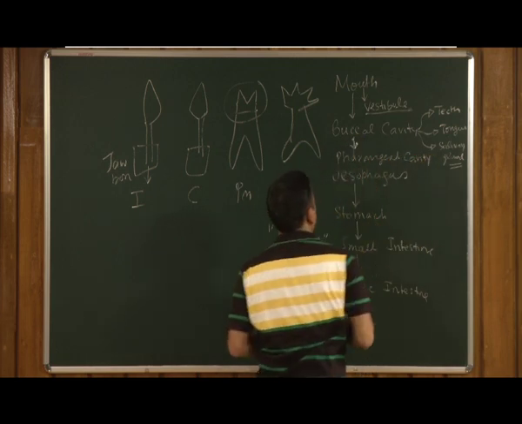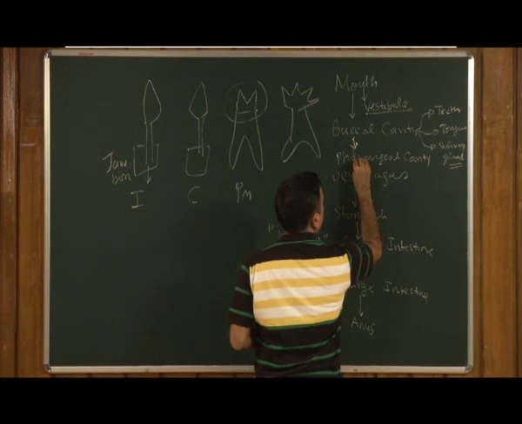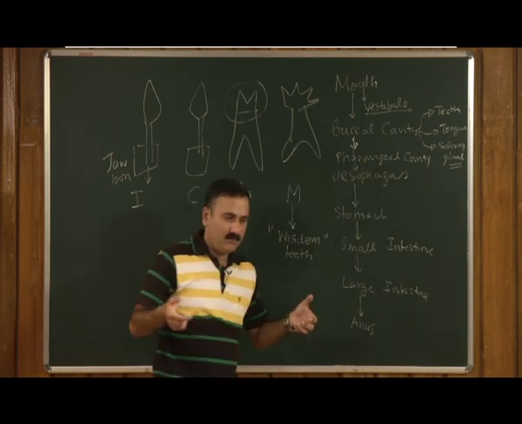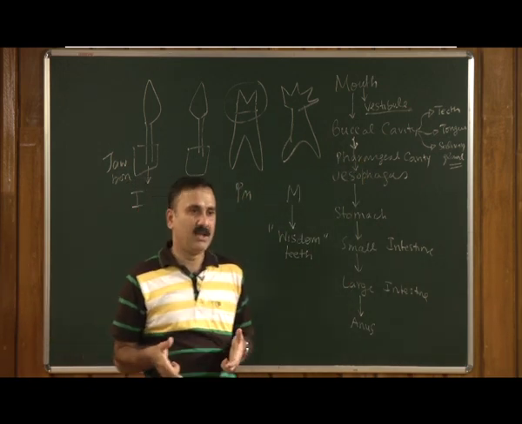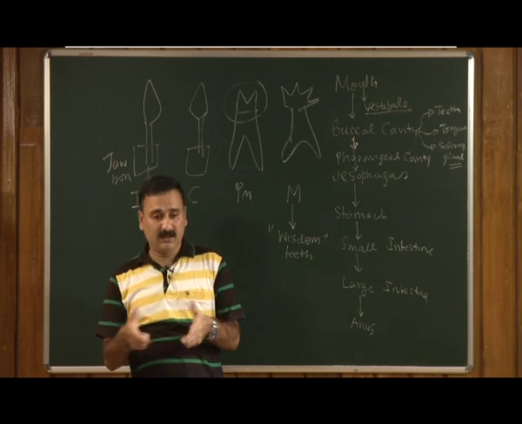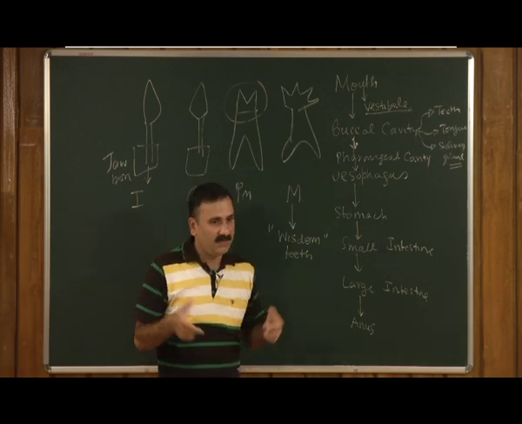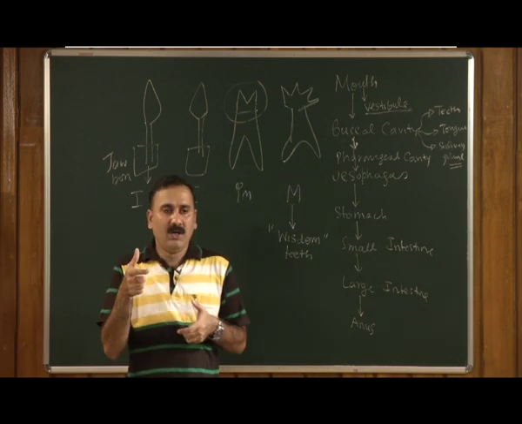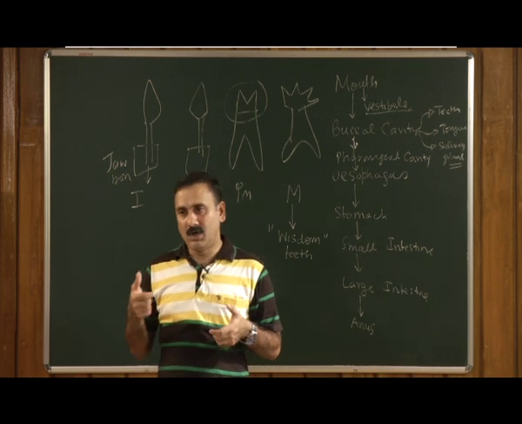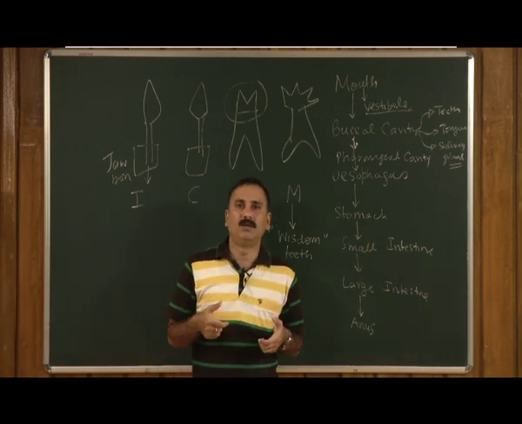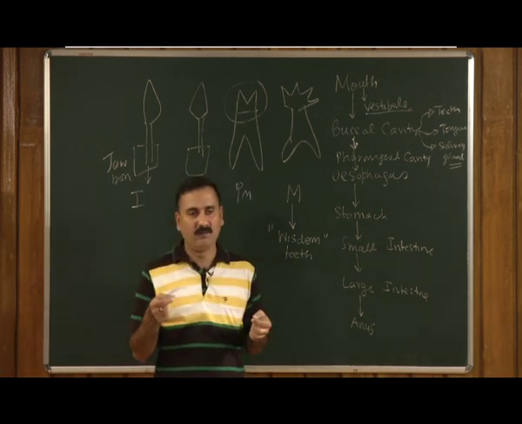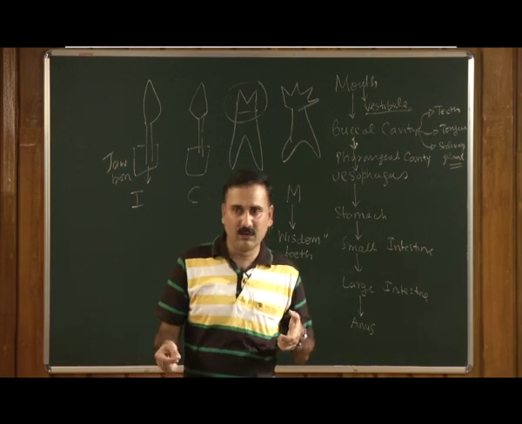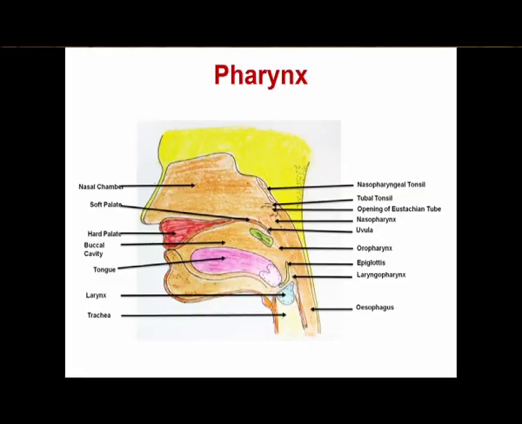So, the pharyngeal cavity is like a space, and it is bigger than the buccal cavity, and it is a space which is required to control the passage of different types of material. So, let us see how the pharyngeal cavity looks.